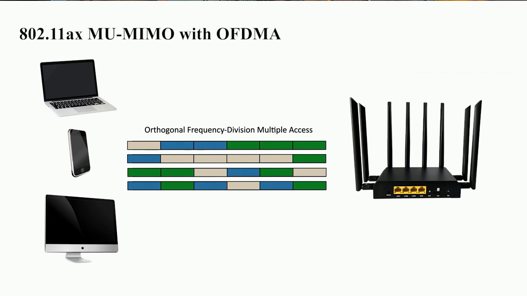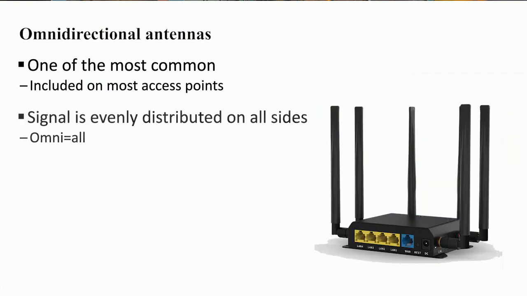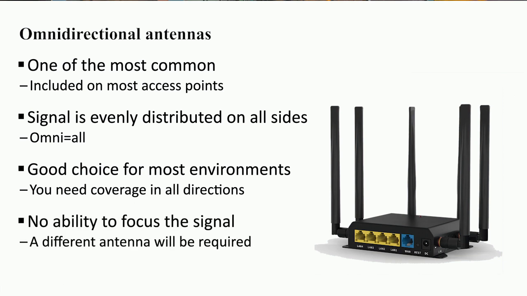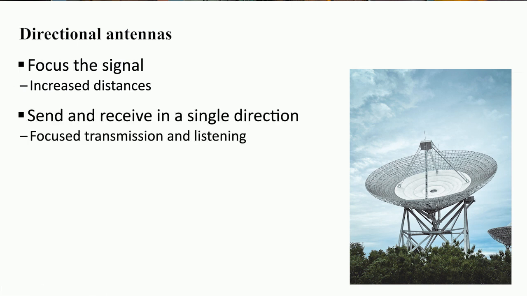The antennas included on traditional access points are omnidirectional. This is common, and you will see them when you buy an off-the-shelf access point, and the signal is evenly distributed on all sides of the antenna. This is where we get omnidirectional from omnidirectional. This is a good option when you place the access point in the middle of a building and want it to have the same coverage evenly around the access point, but this doesn't give you a lot of options for focusing the signal. To get a very directional signal, you need to use a different type of antenna.